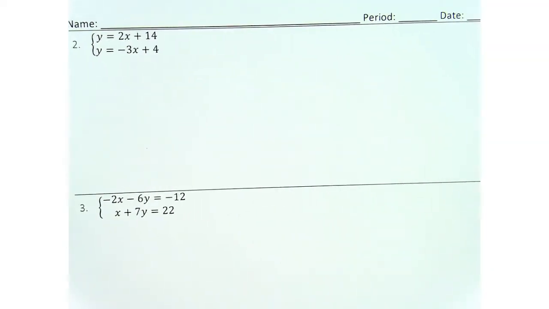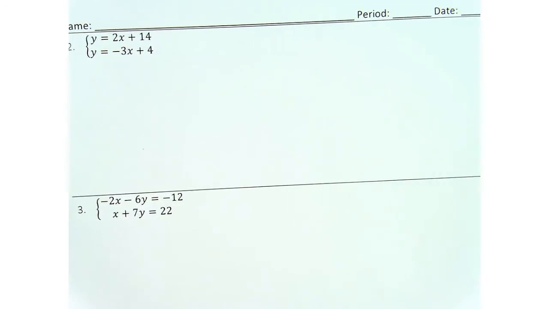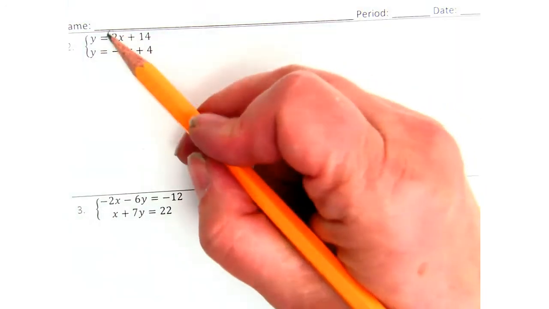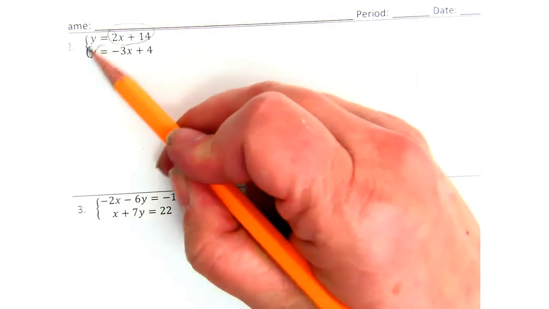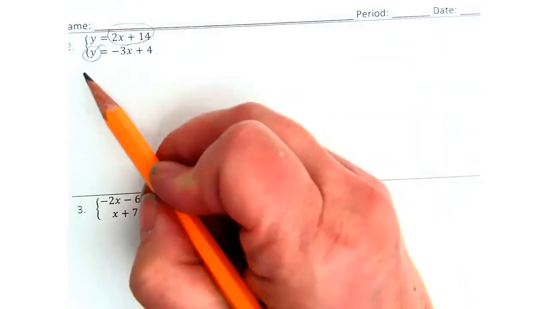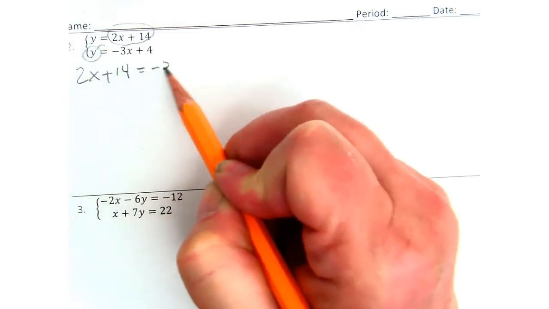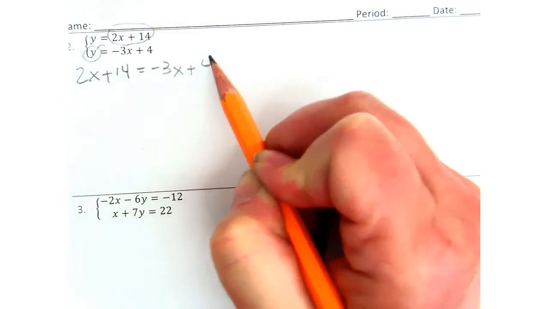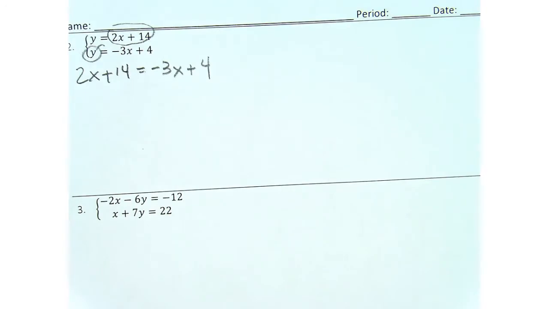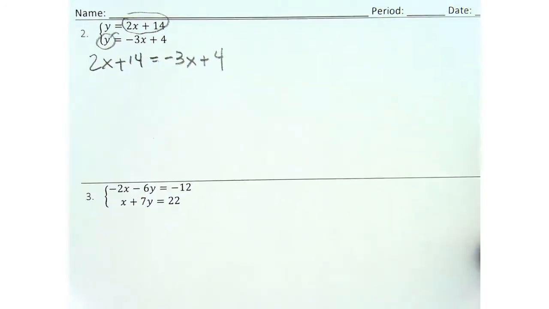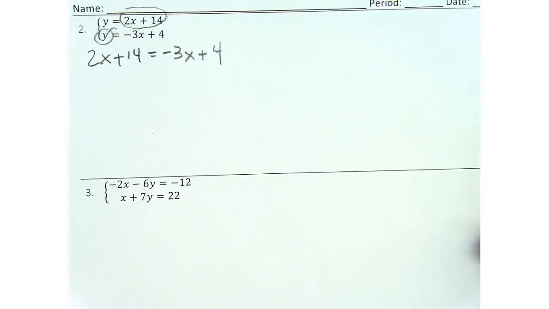In the second example, both equations start with y equals. Since y equals 2x plus 14 and y equals -3x plus 4, then 2x plus 14 must equal -3x plus 4. Write and solve an equation for x.